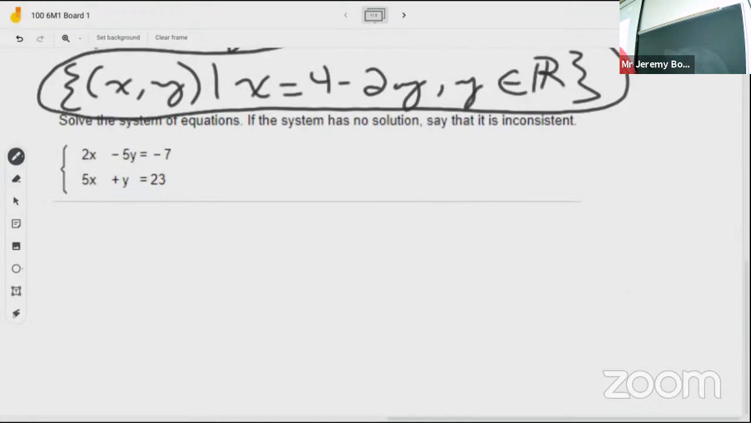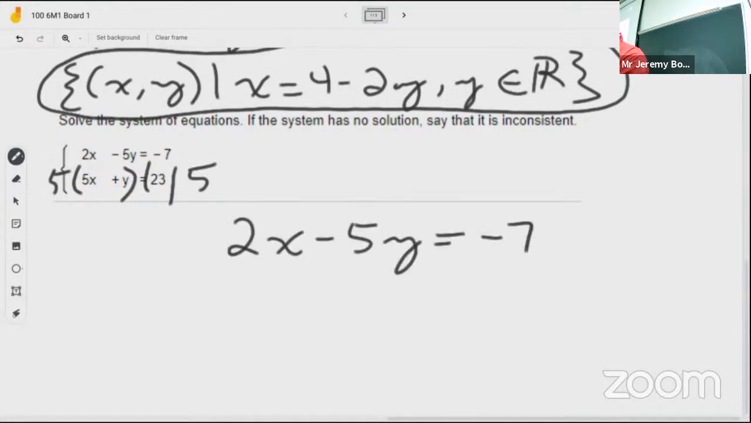Third one, what y'all do for this one? Yeah, it's got some larger numbers. We're going to multiply this one by 5 here. And so we're going to have 2x minus 5y equal to negative 7. And then the bottom one's now going to be 25x, sorry, plus 5y is equal to 115. Okay.